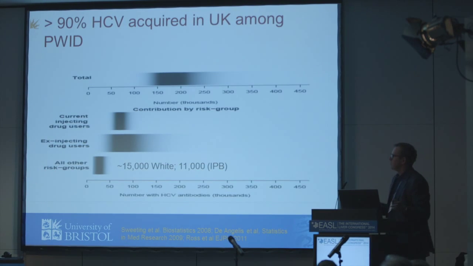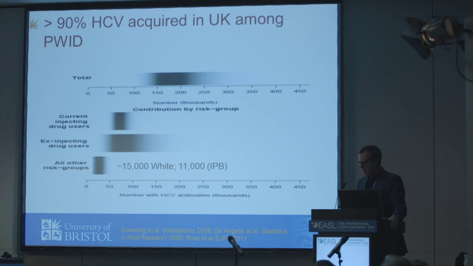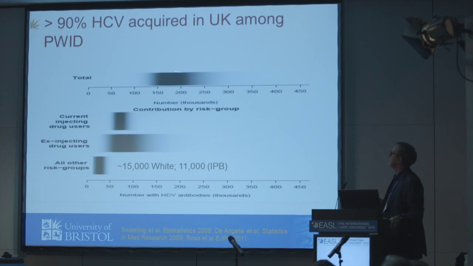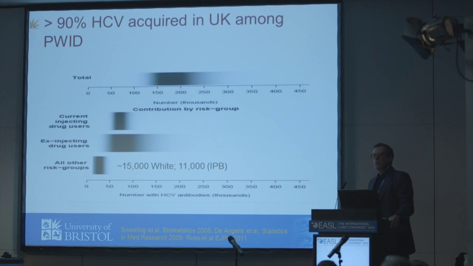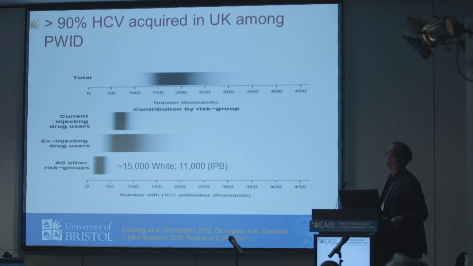So just a reminder of why it's important to treat injectors. There are about 190,000 people with hepatitis C in the UK. The majority are among injecting drug users. If you were to discount people who acquired infection abroad, over 90% of hepatitis C is acquired through injecting. So to prevent hepatitis C in the UK, you need to deal with injecting drug use.